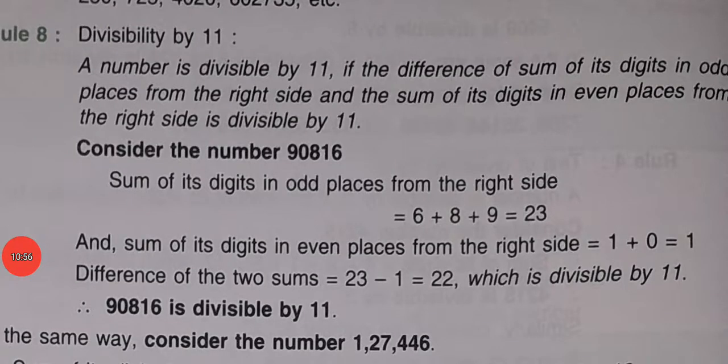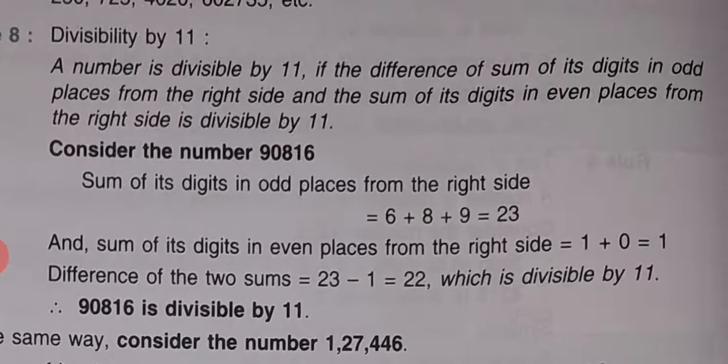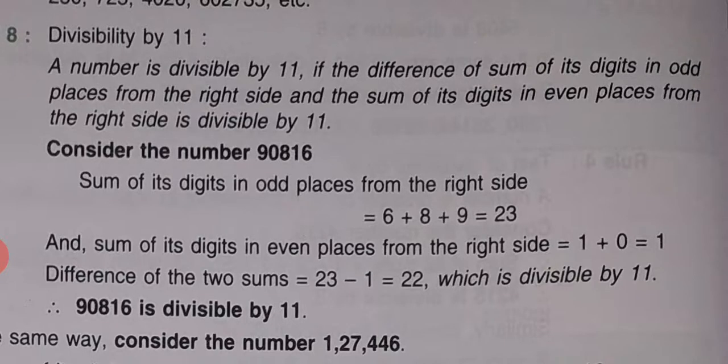Let us take an example, 90,816. Let's find the sum of its digits in odd places from the right side. So from the right side, the sum of the digits in odd places is 6 plus 8 plus 9, that means 23. And the sum of its digits in even places from the right side is 1 plus 0 equal 1. So the difference of the sum is 23 minus 1 equals 22, and you all know it is divisible by 11.